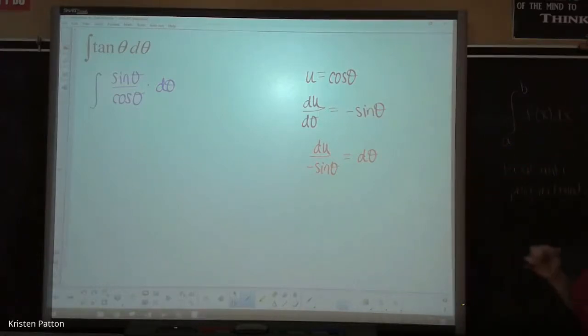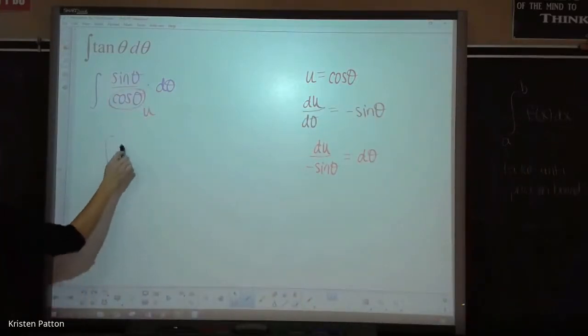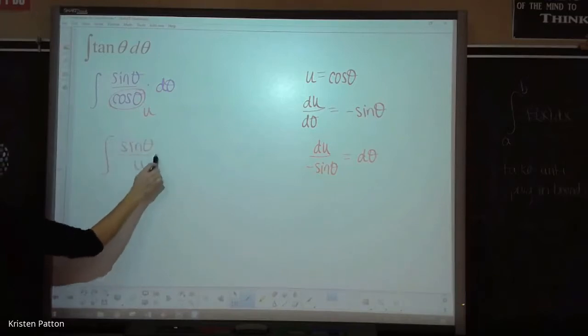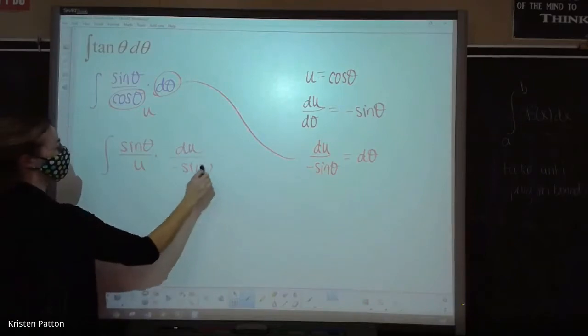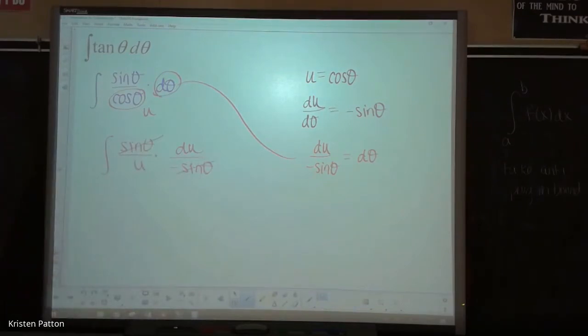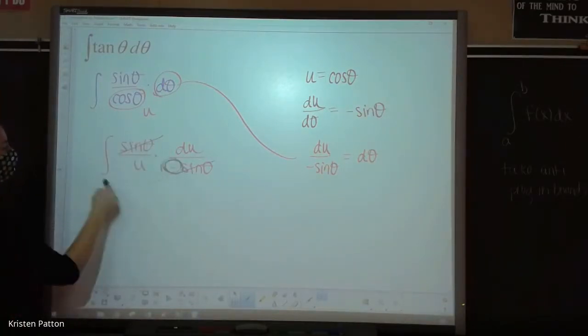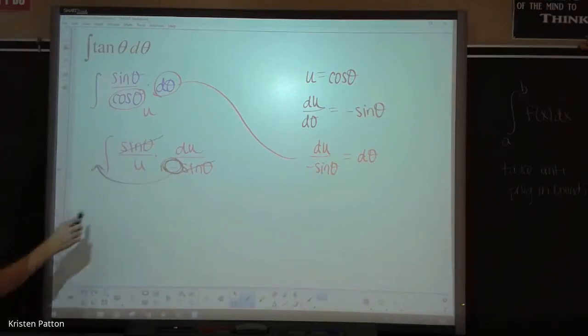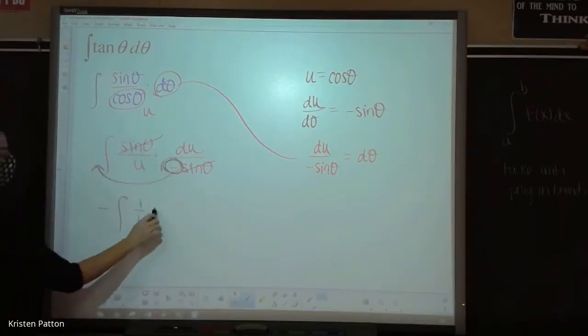I get that. Let's go put in everything we know. Remember, we said cosine is our u. So I'm left with sine of theta over u. And then d theta is equal to du divided by negative sine theta. Whoop, whoop. Don't lose that negative. As soon as I cross those signs off, I'm putting something real big around that negative, and I'm dragging it out in front. If you have a feeling that you would lose it if you put it out in front, then maybe just circle it. What am I left with? I'm left with a 1 over u du.